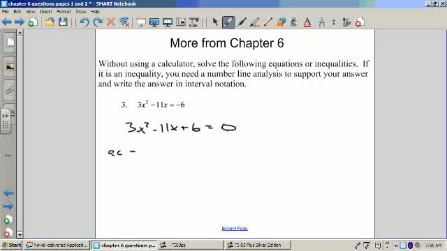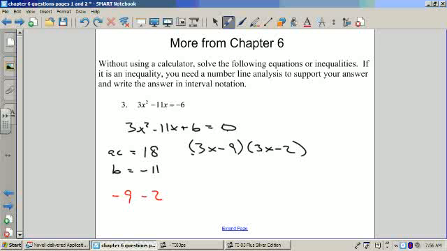I need two numbers that multiply to give me AC. A is 3 and C is 6. AC is 18. And I need numbers that add to give me B, which is negative 11. Okay, two numbers that multiply to give me 18 and add to give me negative 11 would be negative 9 and negative 2. So I'm going to write this as 3x minus 9 times 3x minus 2.